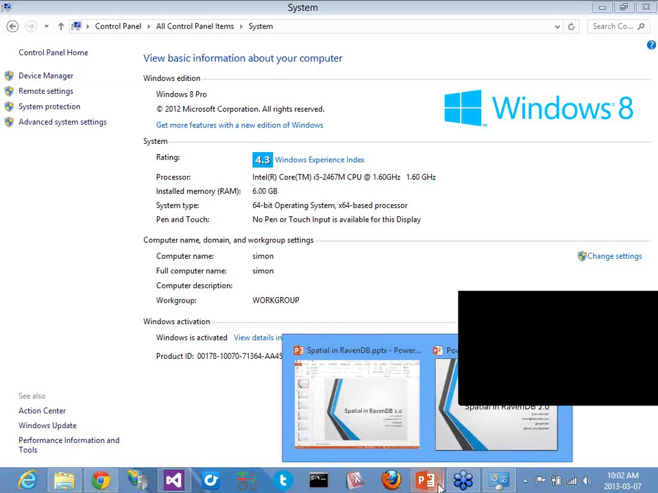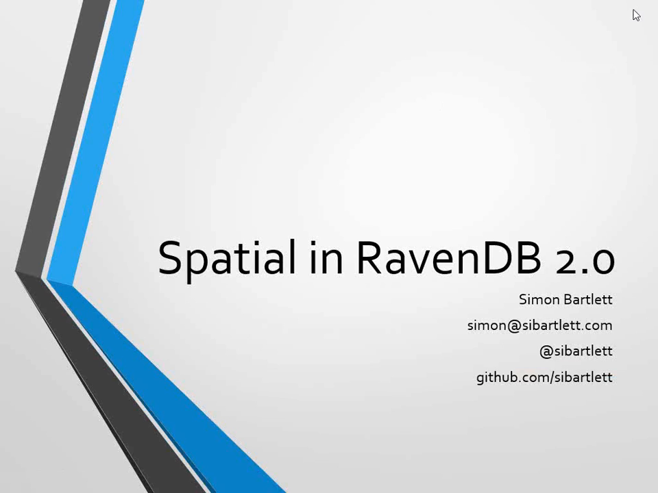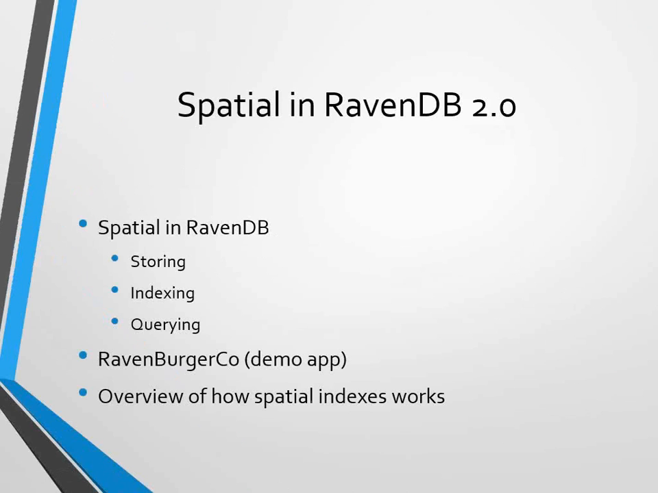Okay, well, thank you all for attending today. I'm going to be talking about spatial in RavenDB 2.0. I'm going to be covering storing, indexing, and querying spatial entities in RavenDB. To demonstrate this, I'll be using RavenBurgerco, which is a demo application I've written. After doing this, I will also give you an overview of how spatial indexes work.